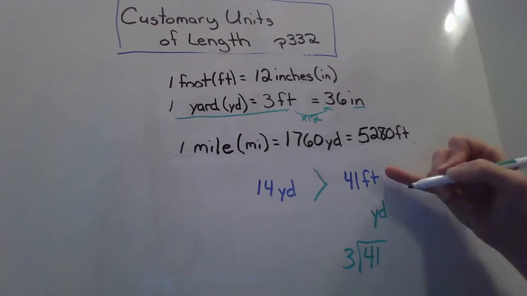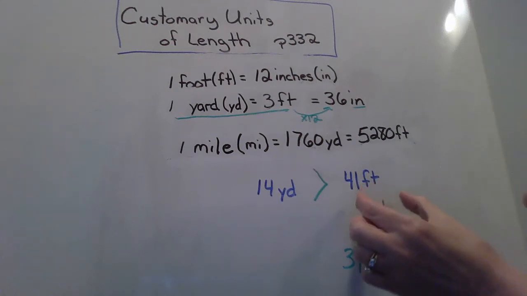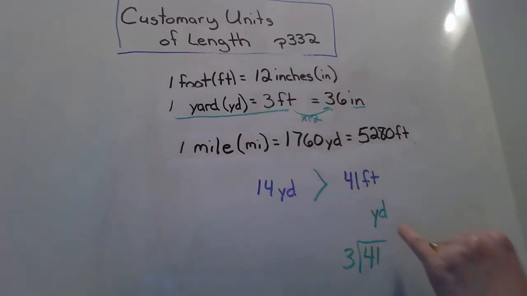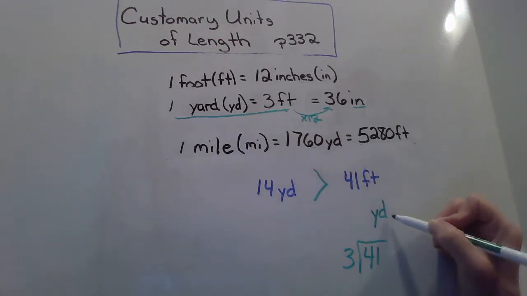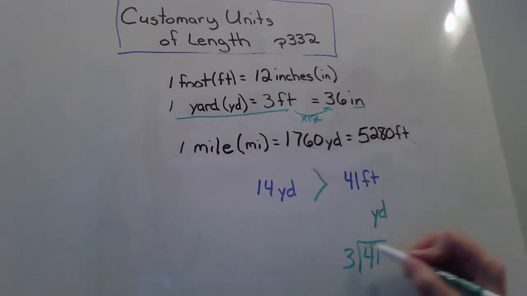Because we're going from a foot, which is so big, to a huge stick, which is yards. So we're going to use fewer yardsticks than we would the ruler. So then I go ahead and divide and try to figure out if I have 3 feet, how many times can that fit into 41 to get yardsticks?